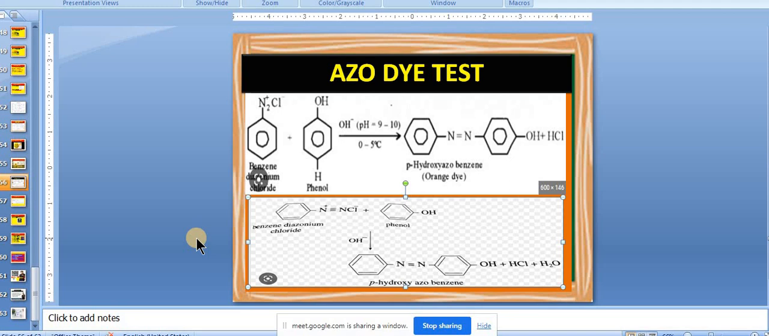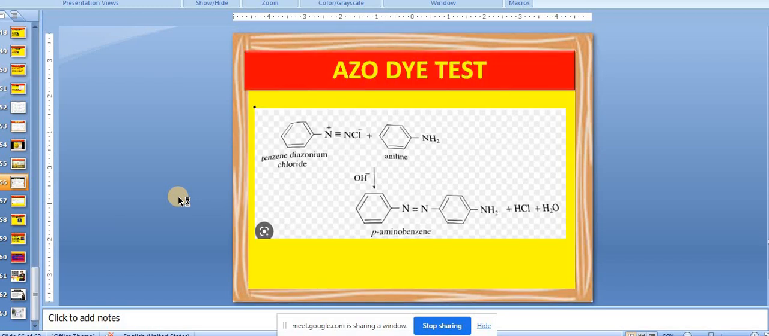No, that's okay. What is missing? Benzene diazonium chloride is also written. No, 0 to 5 is missing, my dear. If 0 to 5 is not there, this reaction will not take place, and the examiner will not give the 1 mark. So please, ice cold condition or 0 to 5 we need to write.